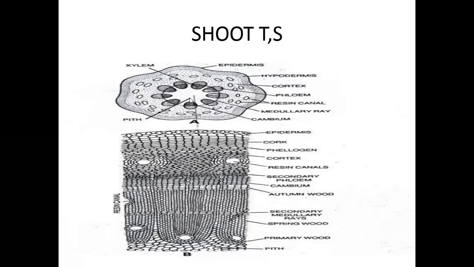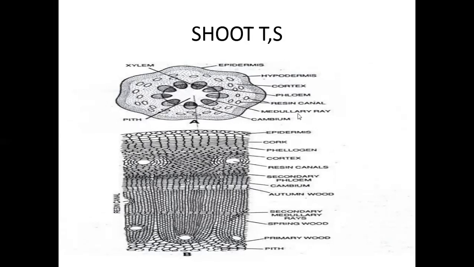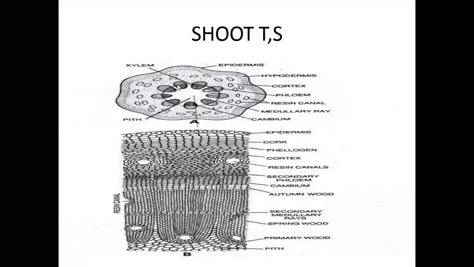At the center region, the parenchymatous pith or medulla is present. This is the primary shoot TS of Pinus. And one more important point: between two vascular bundles, medullary rays are present. These mainly help in the secondary growth of Pinus.